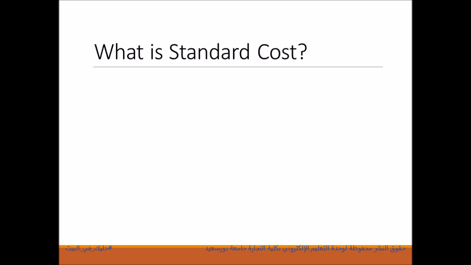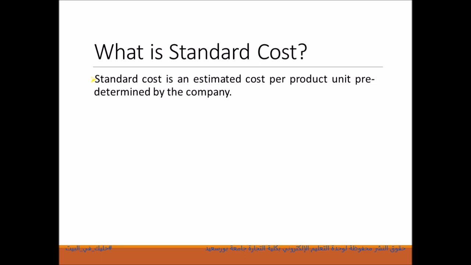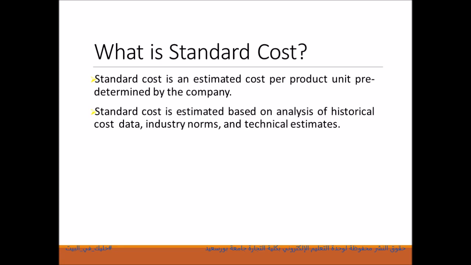The first question that we need to answer is, what is a standard cost? Standard cost is an estimated cost per product unit predetermined by the company. So it is estimated and predetermined in advance and ahead of the actual point of time of incurring costs. Standard cost is estimated based on analyzing historical manufacturing cost data, industry norms, and technical estimates. So many factors contribute to estimating standard cost. Analyzing historical cost data from previous years, analyzing industry best practices.